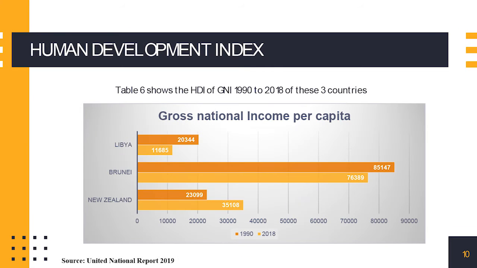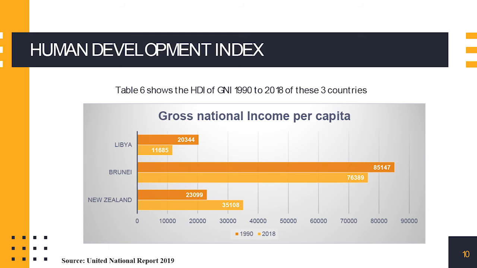Okay, next, table 6 shows the Human Development Index of GNI, 1990 to 2018, of these three countries. Based on the table, it shows that Brunei's gross national income, GNI per capita, is the highest among the other countries, but decreased from 85,147 to 76,389, by around 10% between 1990 and 2018.